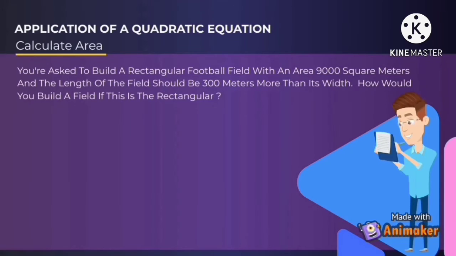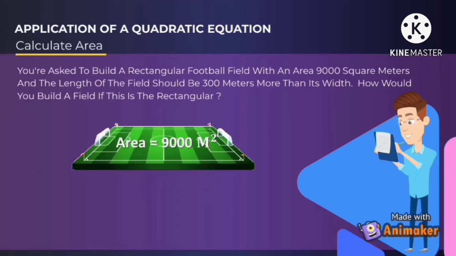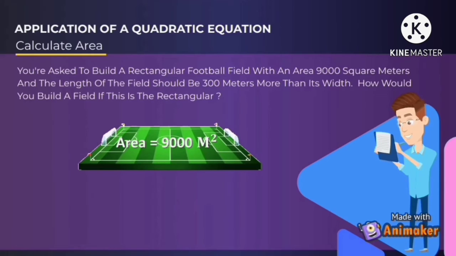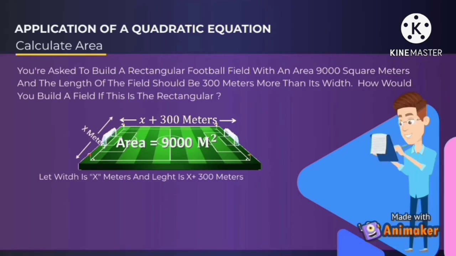Say you are asked to build a rectangular football field with an area equal to 9,000 square meters, and you are also told the length of the field should be 300 meters more than its width. How would you build the field if it is rectangular and its area is 9,000 square meters? So if its width is x meters, and based on the condition given, its length will be x plus 300 meters.